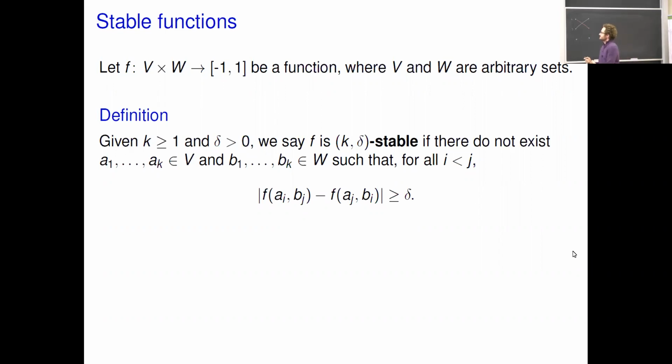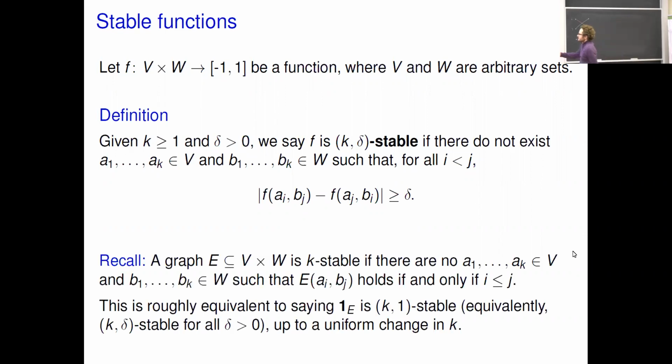All right, so that's the definition of a k-delta stable function, and this is going to make sense, of course, when V and W are finite as well, which is where we're going. I just want to say briefly, a lot of people are really familiar now with the notion of a k-stable graph or formula in the discrete setting of just 0, 1 values, so I want to compare that. It's slightly different, but close enough. Recall that a bipartite graph E is k-stable if you don't have these a1 up through ak, b1 up through bk that give you an ordering. This is roughly equivalent to saying that the characteristic function of the relation E is stable in the previous sense, although you have to change the k a little bit because this definition doesn't decide which is which on the ordering.